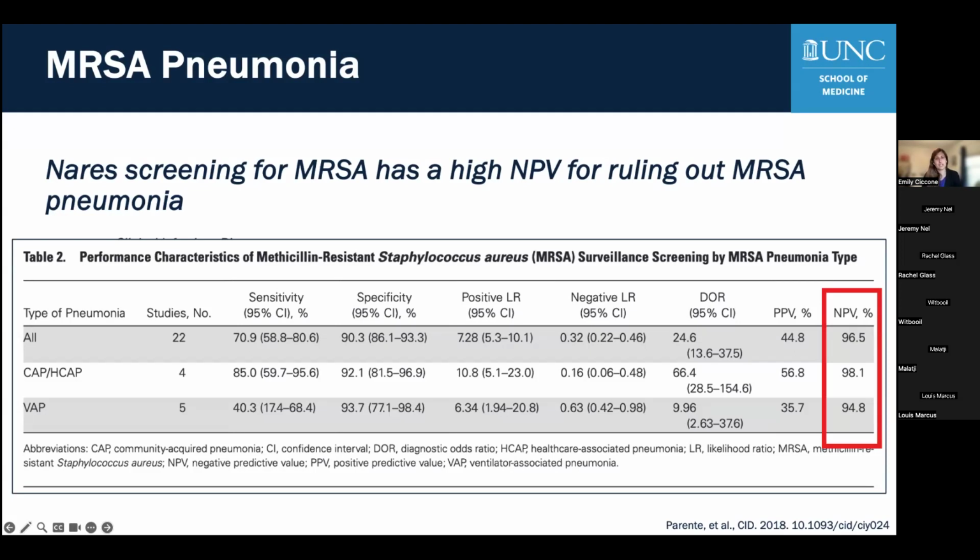One of the things we've noticed as a collateral effect is that people are using it for non-pneumonia conditions, such as skin and soft tissue infections. And so there's more education to be done regarding the fact that there's no evidence to support the use of this test for non-pneumonia indications that I'm aware of.